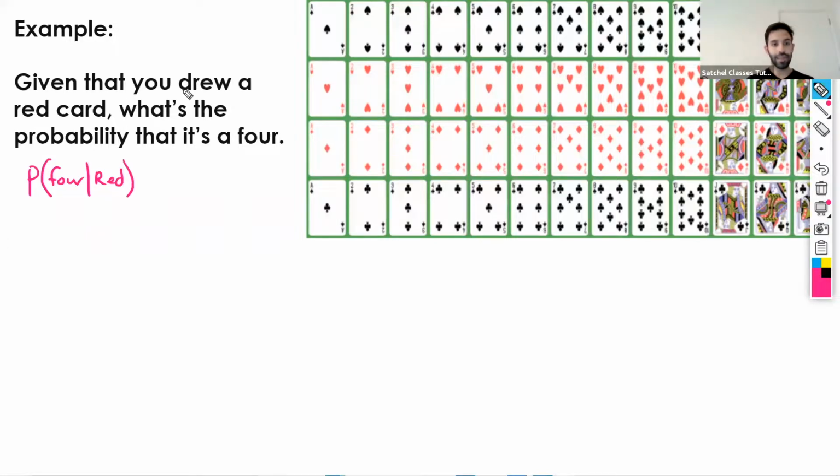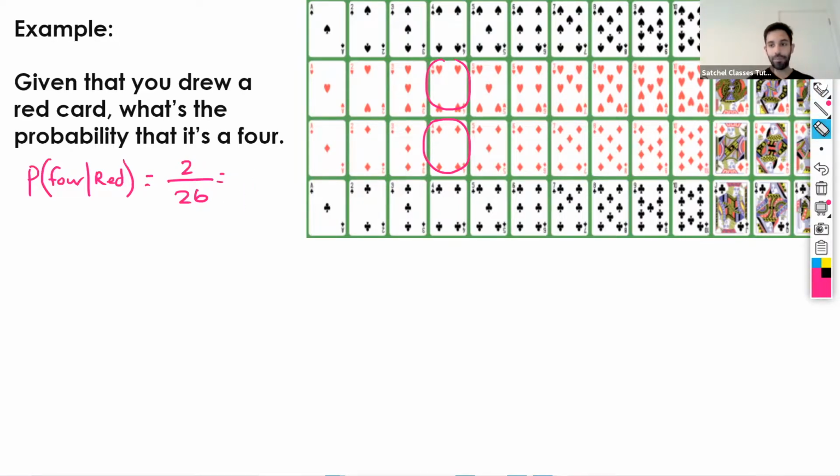Given that we've drawn a red card, the total number of red cards that are available to us is 26. Therefore, our sample space has been restricted to 26 now because there are only 26 red cards. Now, of these 26, how many of them are 4s? Well, we have the 4 of hearts, and we have the 4 of diamonds. So 2 out of 26 are going to be 4s, given that we've already drawn a red card, and that simplifies to 1 over 13. And again, we don't need to simplify it because the question doesn't state so.